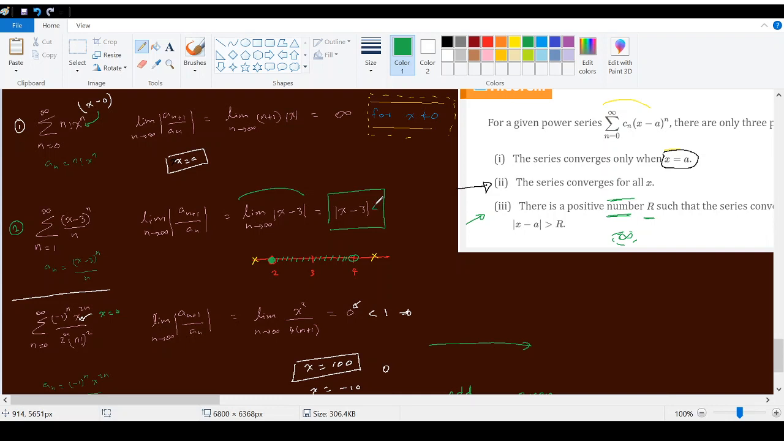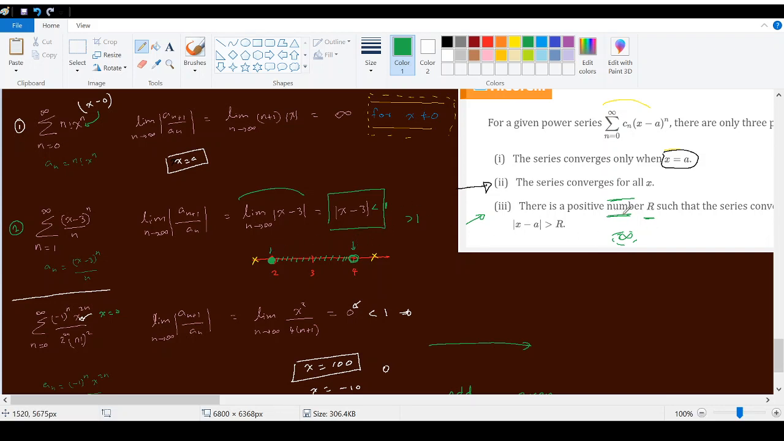We saw that if this is less than 1, then that means if the x values are in this region, the series converged. And if it is outside the region, that is, if it is greater than 1, then the series diverged. Also, we manually calculated the convergence or the divergence for these two endpoints, right?